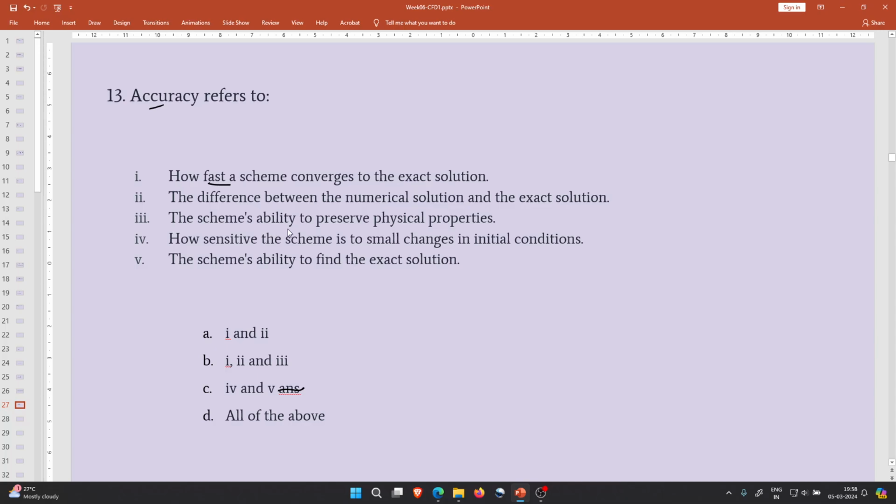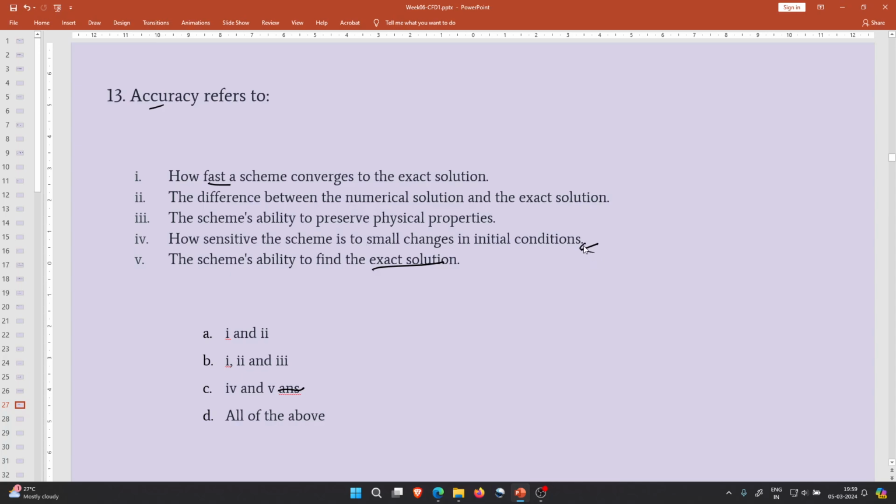Third one, the scheme's ability to preserve physical properties. Accuracy is a property of the solution only, not the scheme's ability, how the scheme can deliver the solution. So accuracy, from first sight itself, we can see the scheme's ability to find the exact solution. So how accurate the solution is, that is accuracy, as well as how sensitive the scheme is to small changes to the initial conditions.